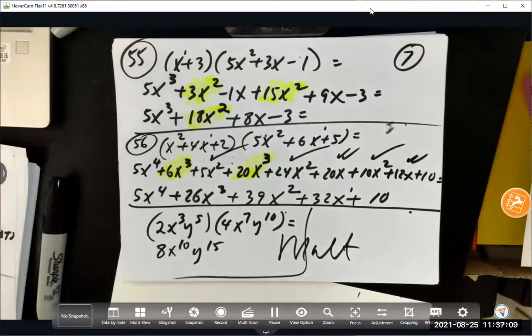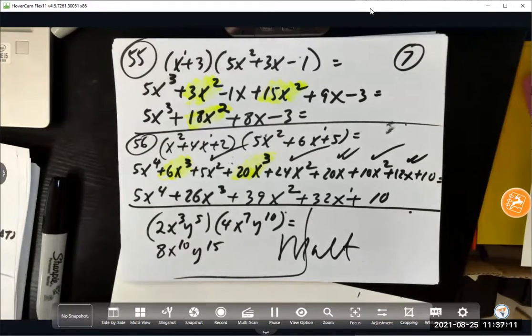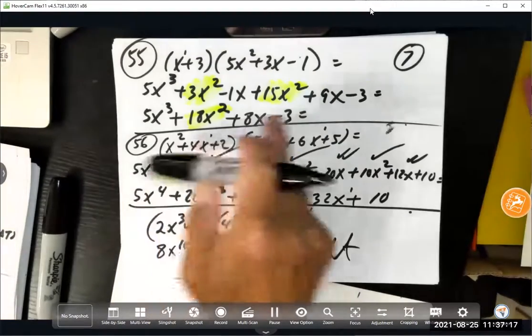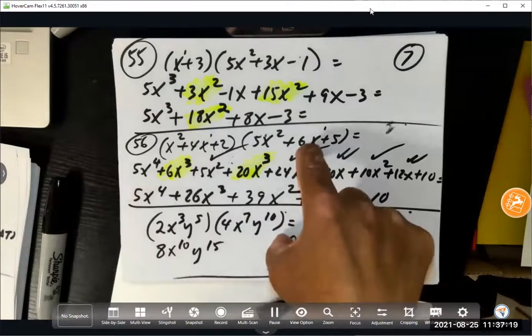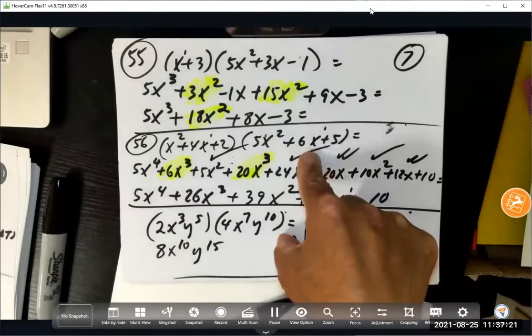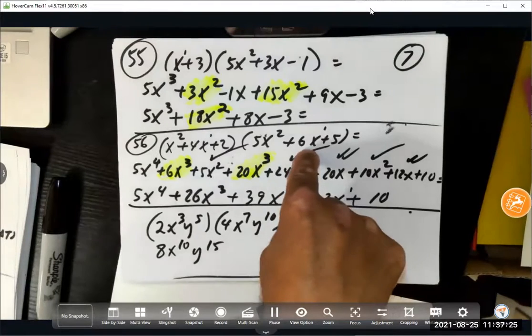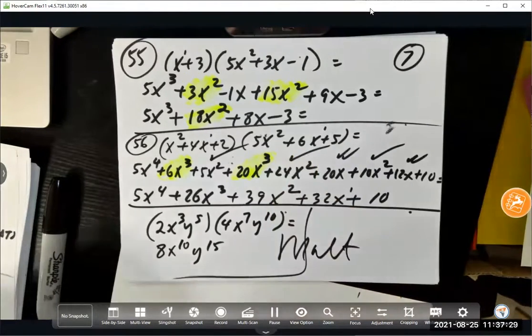Let's try 57. See how it goes, okay? Hopefully 57 will be okay. All right. So is this one okay? Is everybody okay with the first part and the second part? Yes or no? Yes. All right. So can I go to number 57? Yes. Okay. Let's go 57 then.